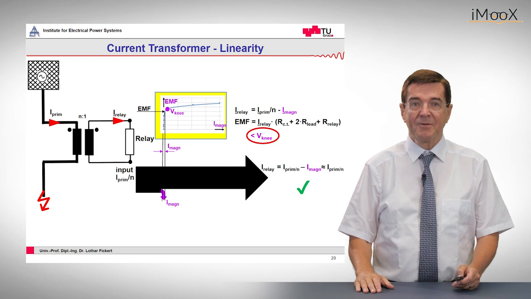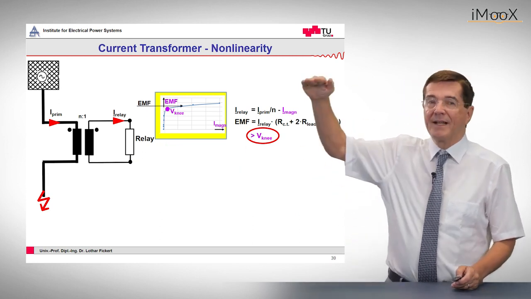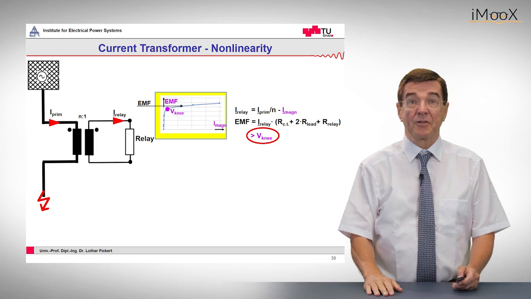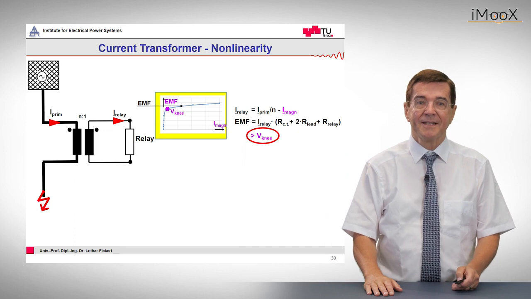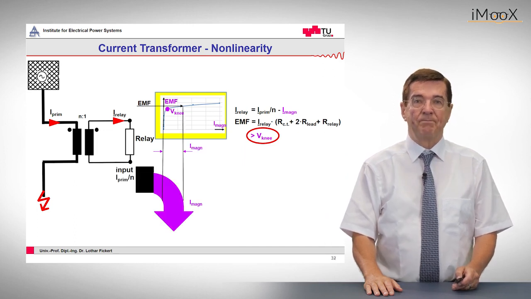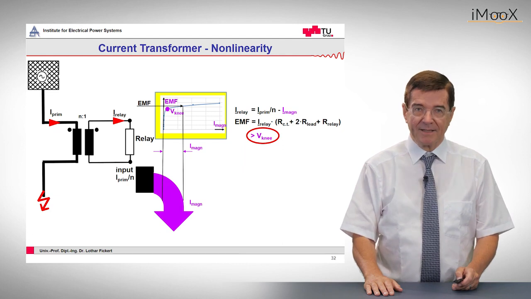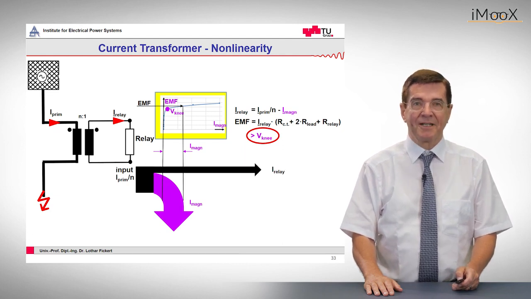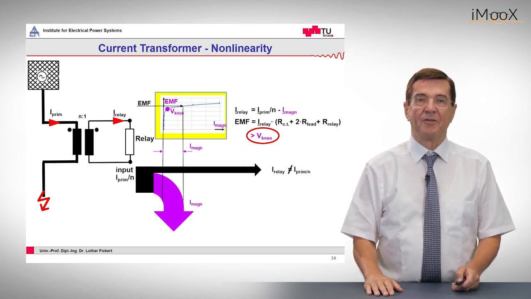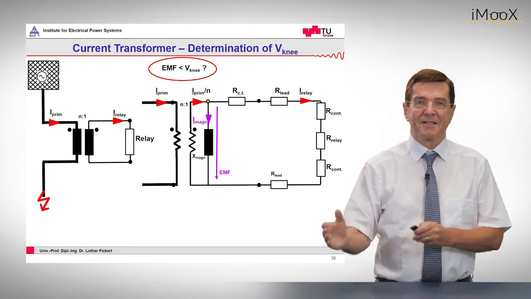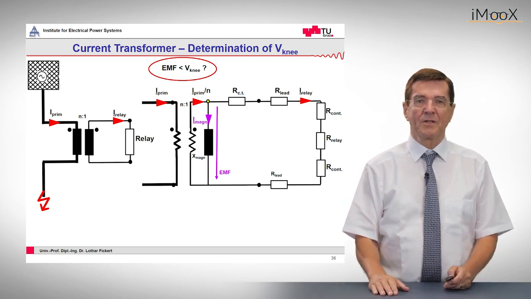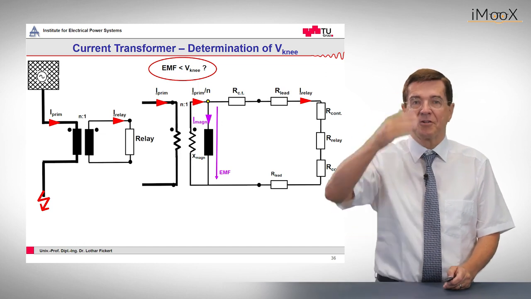In contrast to that, we look into the same situation, but now with an elevated EMF, an elevated voltage across the internal transversal magnetizing reactance. In this case, we have a big magnetizing current, and the useful current, which the relay should see, is reduced. And this is no longer a replica of the primary current, and we do not like this. So the question is, how can we determine whether it is going right or wrong? So what is the EMF? Is it below this knee point voltage or above?